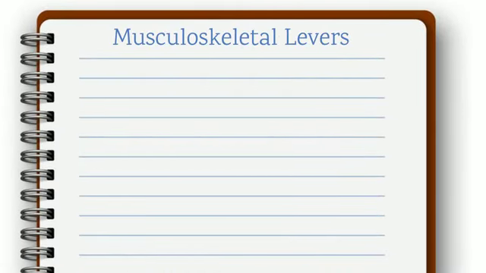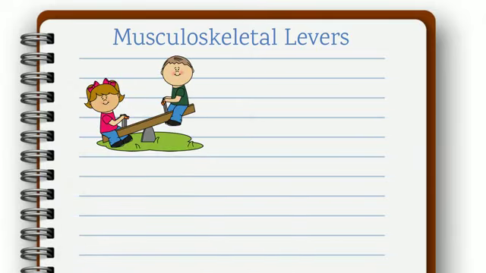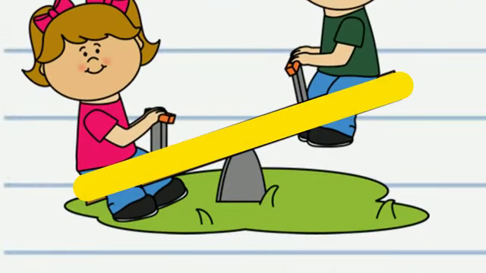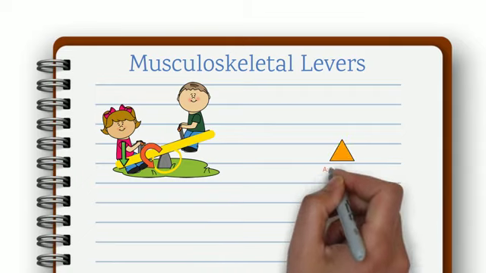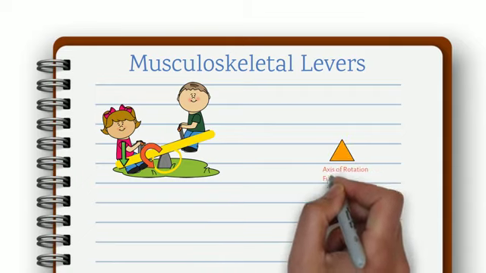Hello, let's take a look at the musculoskeletal levers. A lever is a simple machine consisting of a rigid rod suspended across a pivot point. The function of a lever is to convert linear force into a rotary torque. An axis of rotation, or fulcrum, is a point around which the lever rotates.